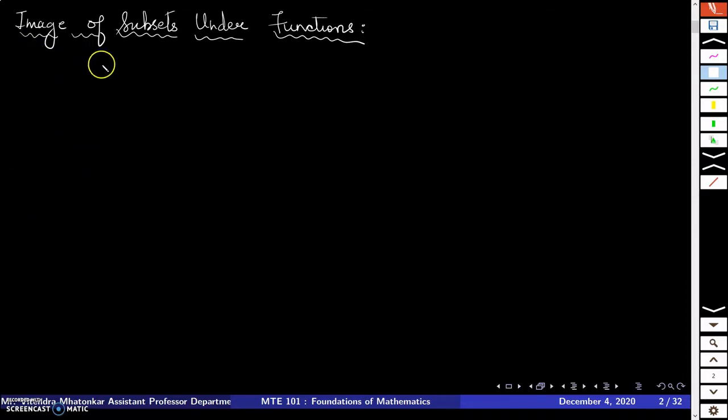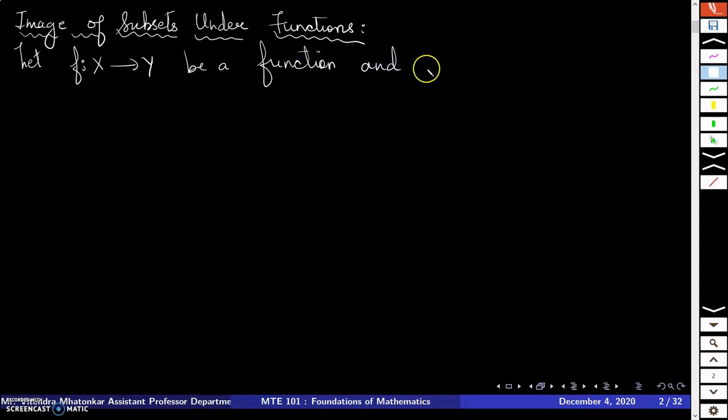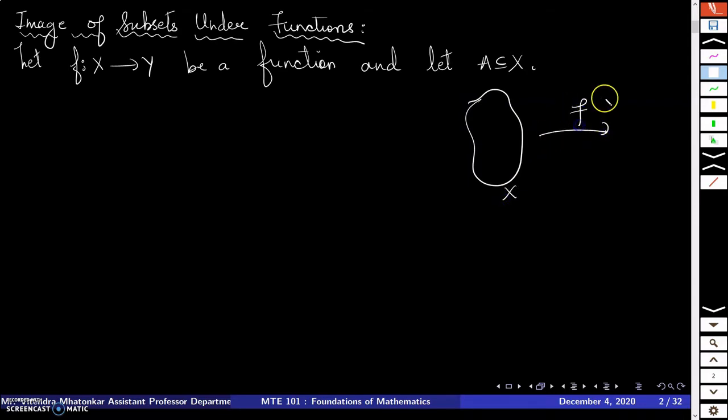So supposing I have a function f from the set X to the set Y, and I will pick up one subset of X and let's call it A. Let A be a subset of X. Then I can draw a figure. Supposing this is my set X and f is a map from X to the set Y, then A is a subset here, so it's here.